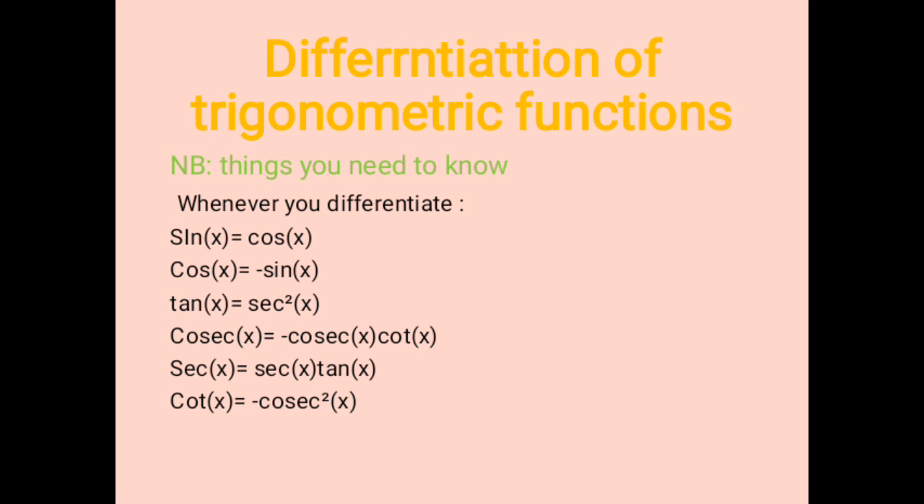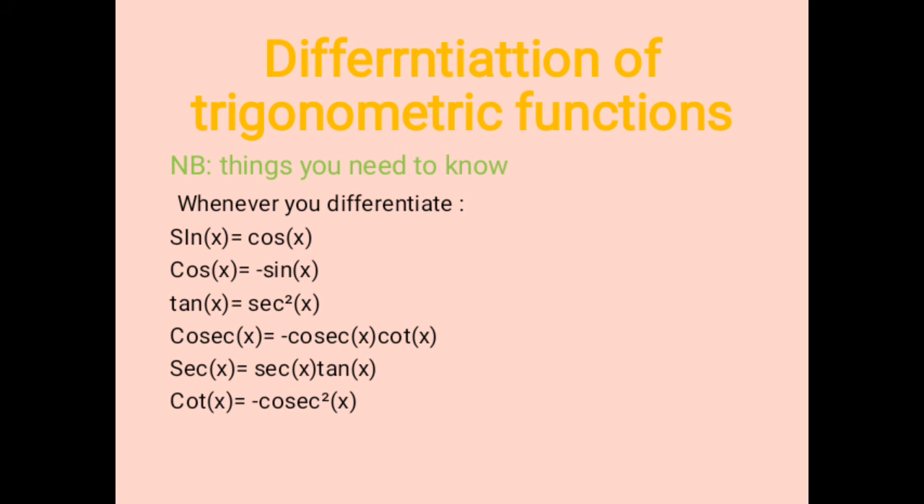When you differentiate cos x, you will have minus sine x. When you differentiate tan x, you have sec square x. When you differentiate cosec x, you have minus cosec x cot x. When you differentiate sec x, you have sec x tan x. When you differentiate cot x, you have minus cosec square x.